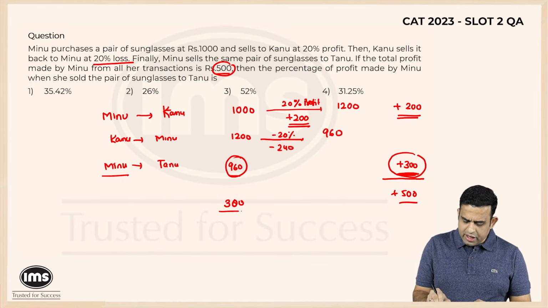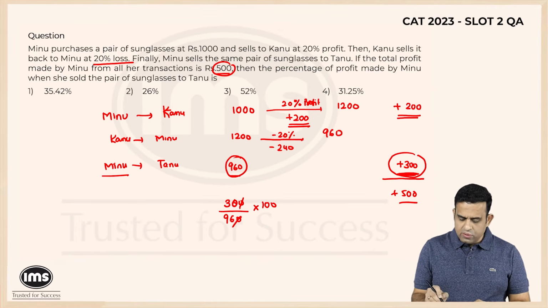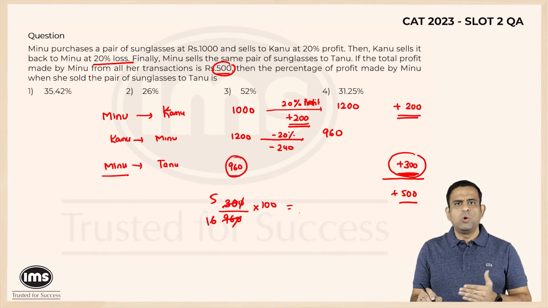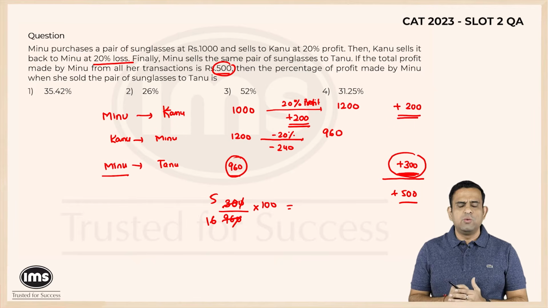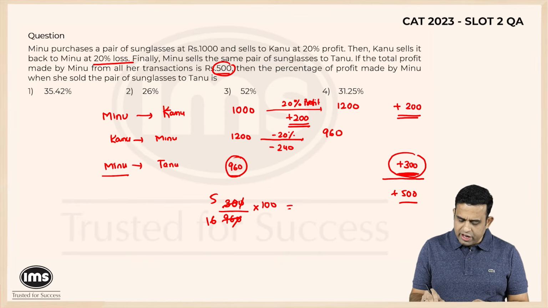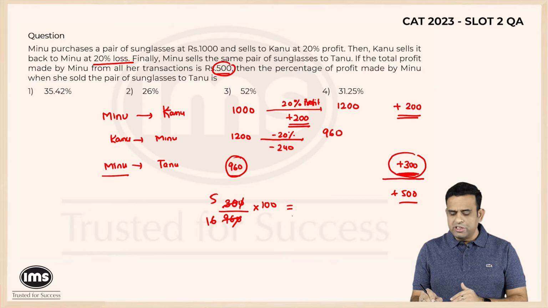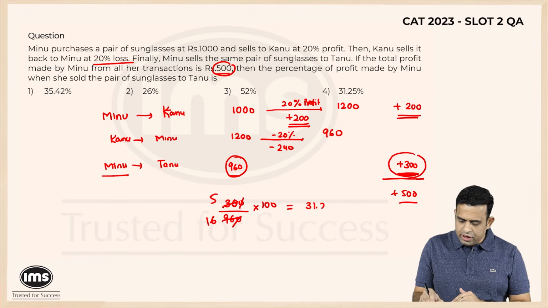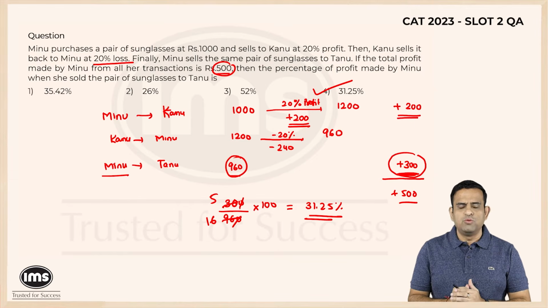So a profit of 300 on something which is 960 into 100. Then this can be easily cancelled out. Then 6 into 5, this is 16. So one can say 5 by 16, 1 upon 16, is equal to 6.25. So the number 5 upon 16 translates to 31.25%. And hence one can mark option number 4 over here.